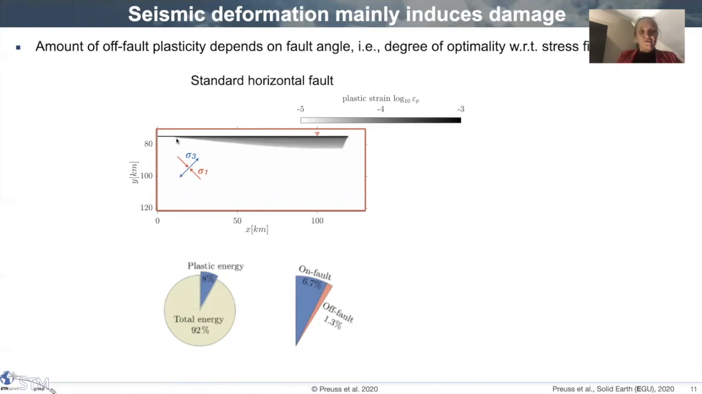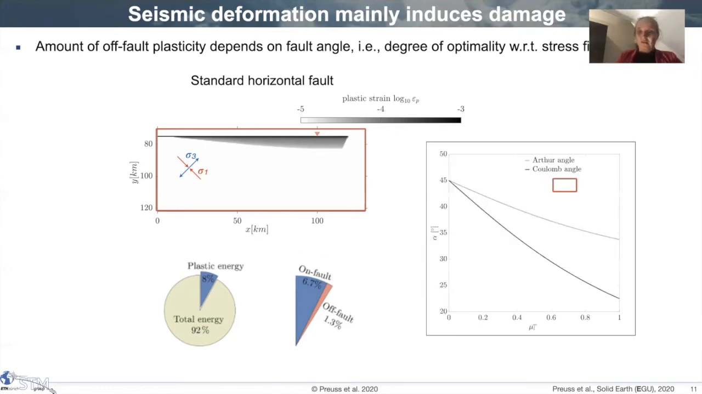So if you look at the amount of off-fault deformation in the fan here, we observe that it is to a large extent dependent on the fault angle with respect to sigma 1. So if the fault angle is parallel to the boundaries of the model and the loading direction, as is in many models, we have a distinct amount of off-fault deformation, particularly 1.3% on the plastic deformation and 6.7% plastic deformation on the fault in our plastic deformations.